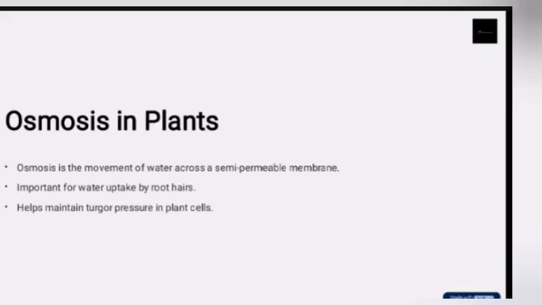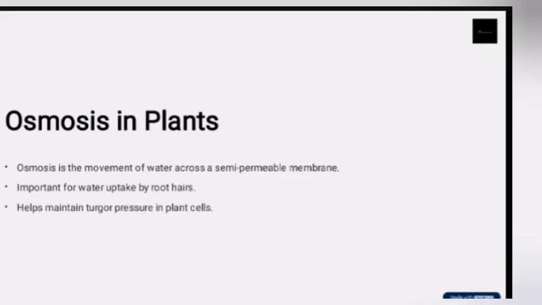Sorry, from a region of lower to a region of higher concentration via a semi-permeable membrane. So water moves up via the root hairs via osmosis. Now, as water moves up, remember transpiration now draws it upward as well.